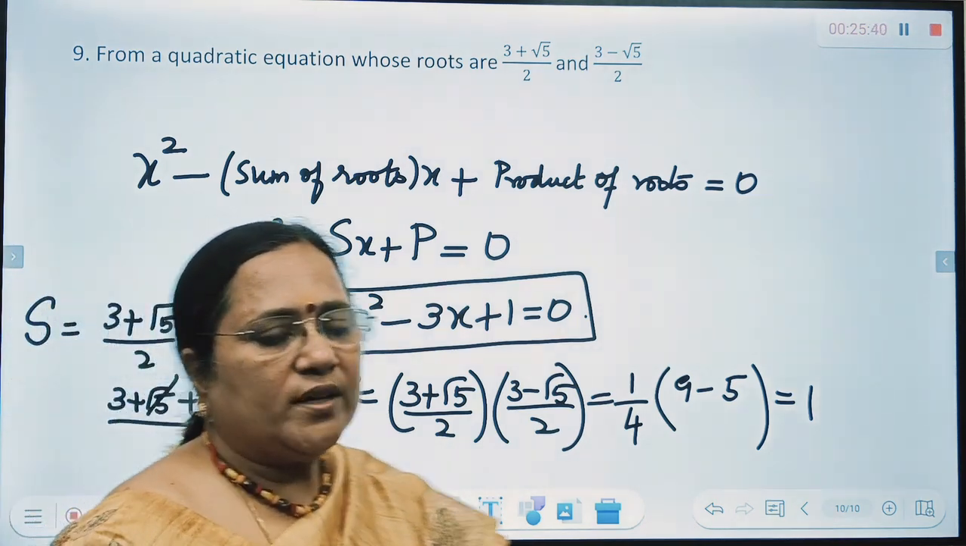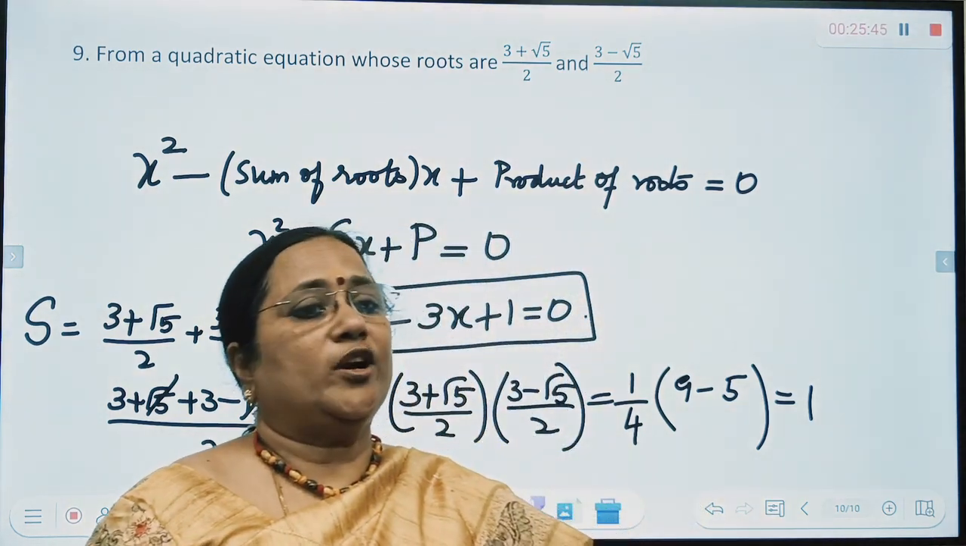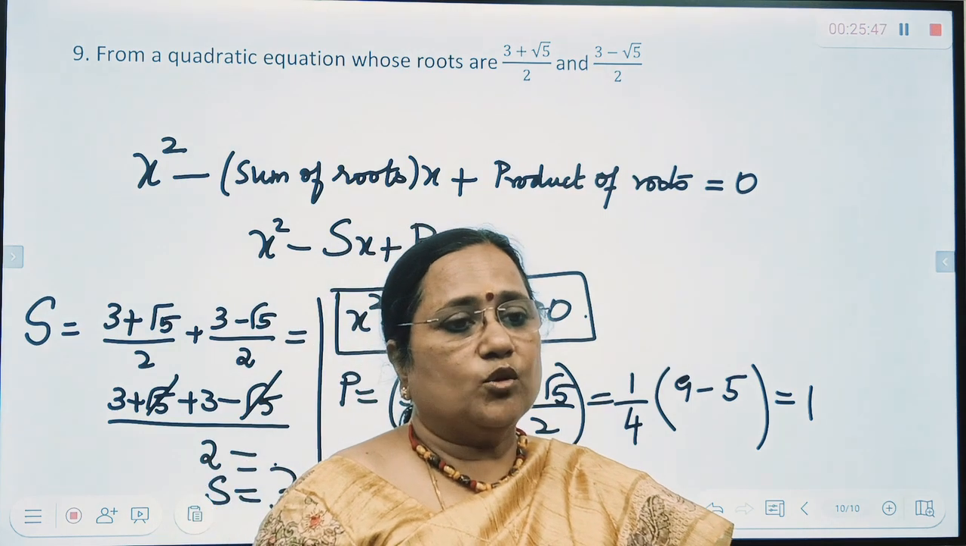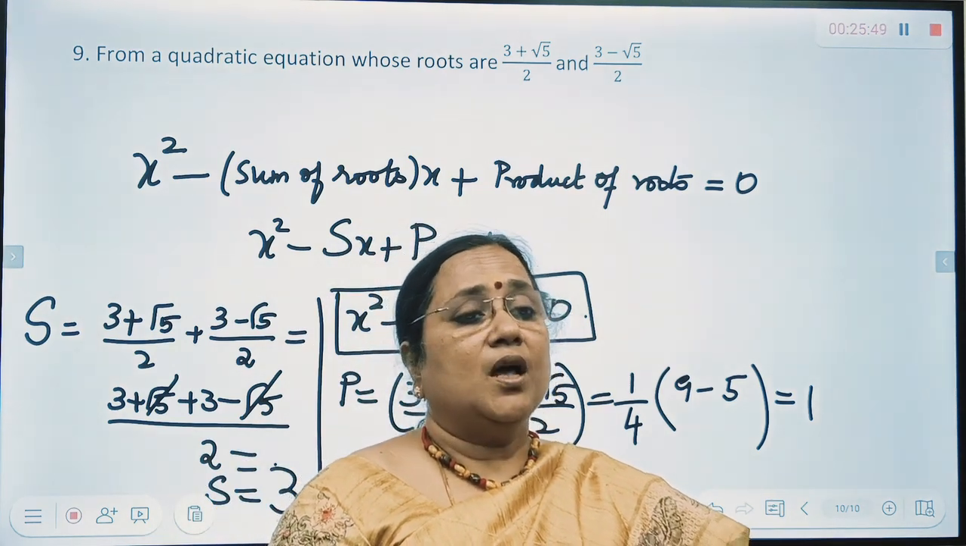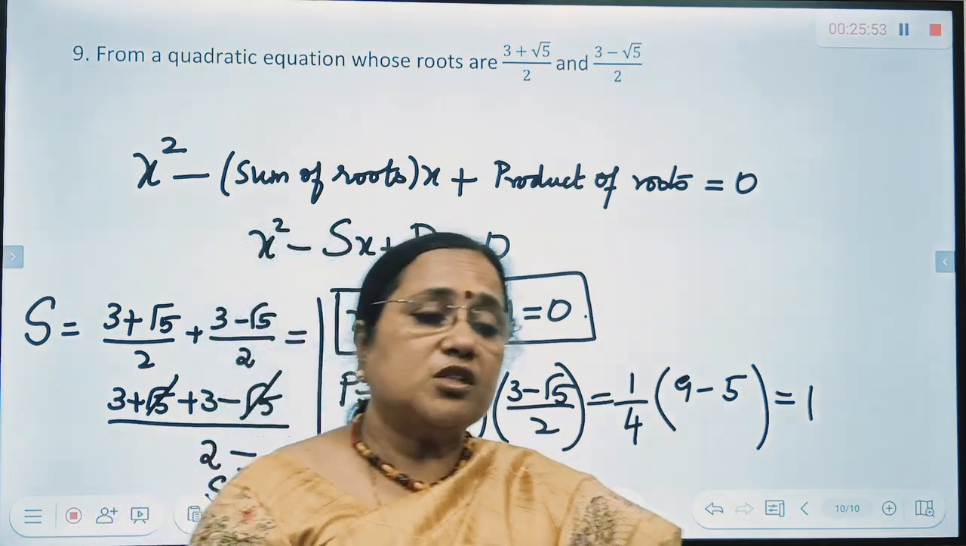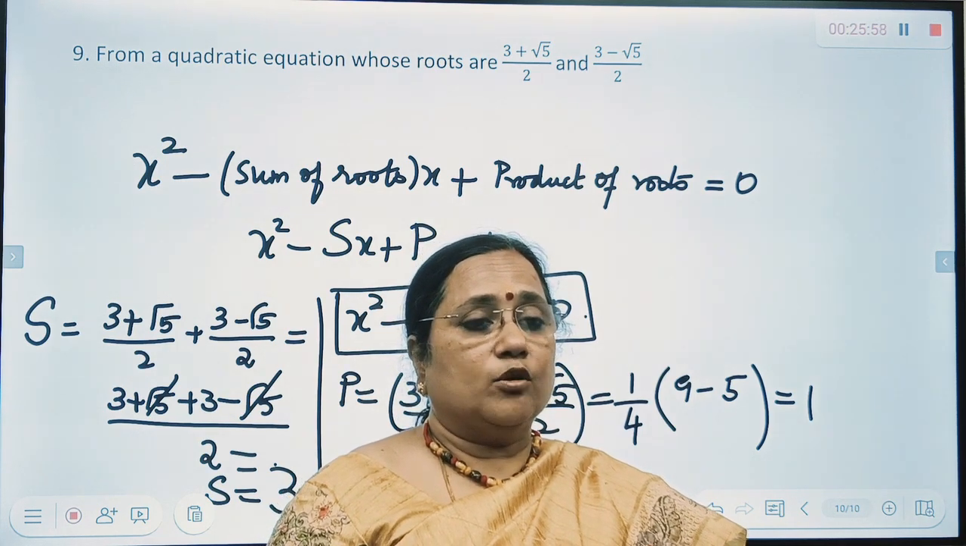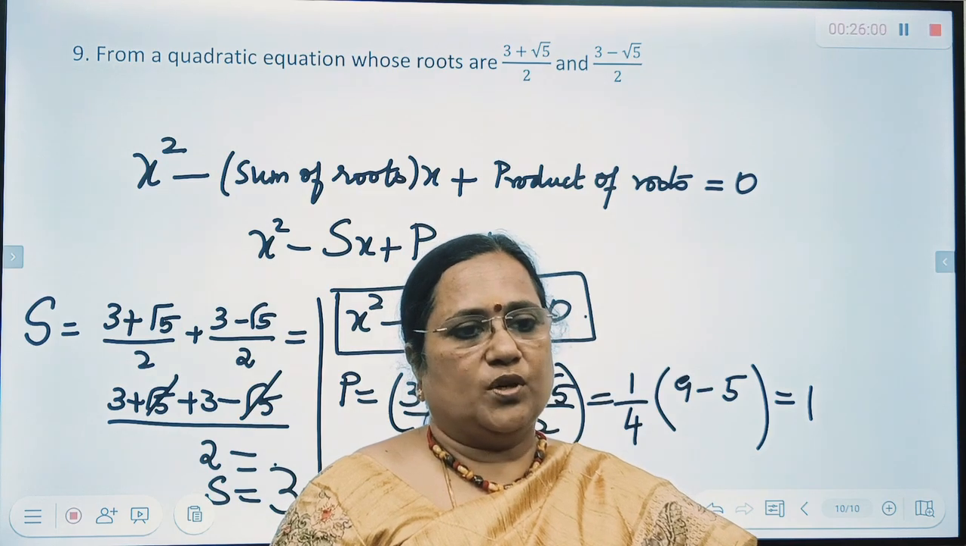I hope you enjoyed this session today. We have been discussing just an introduction to what are quadratic equations, how to identify one, how to check whether a particular value is a root of a quadratic equation, and also revise the concept of relation between the roots and the coefficients of the quadratic equation.